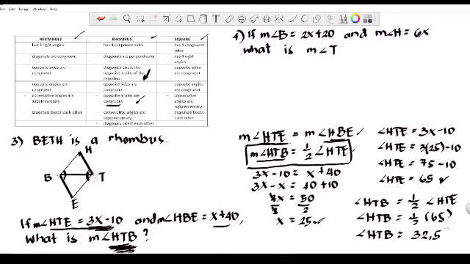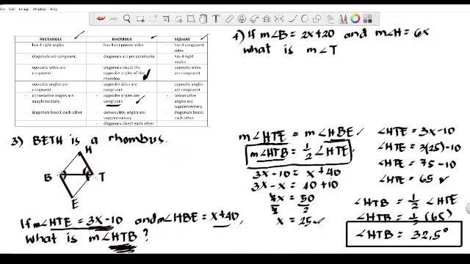And since this is an angle, the unit will be in degrees. So we were able to solve problem number 1 using the property of a rhombus. Angle HTB is equal to 32.5 degrees. Let's have number 4.